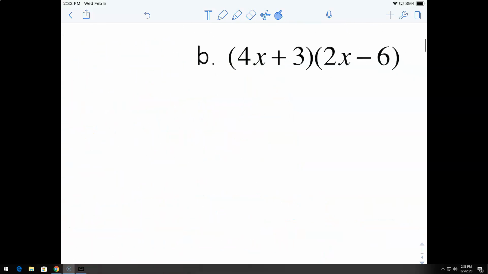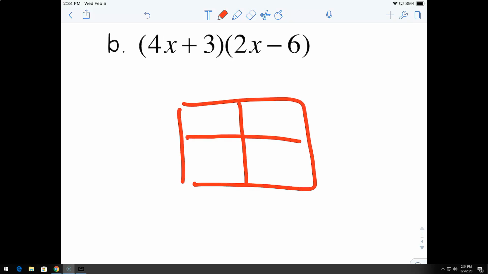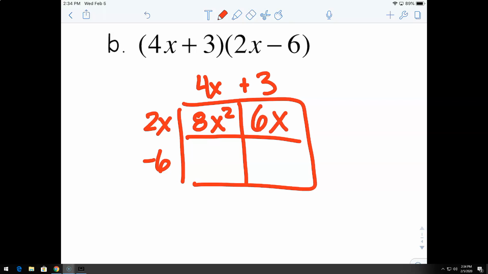Okay, next one. So I'm going to make a box. That's step 1. Step 2 is write my first parenthesis on top, my second parenthesis on the side. 2 times 4 is 8. X times x makes x squared. 2 times 3 makes 6x. Negative 6 times 4 makes negative 24x. Negative 6 times 3 makes negative 18.